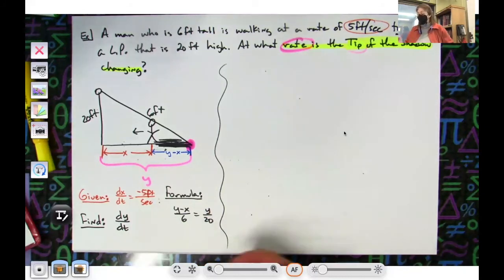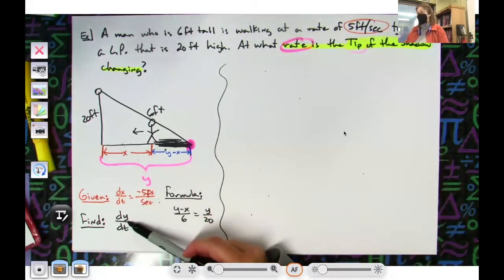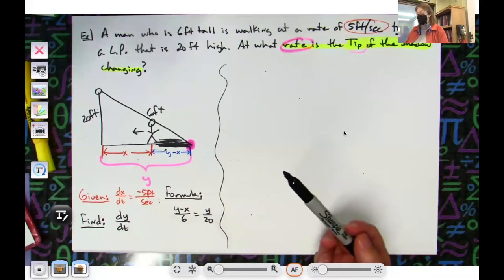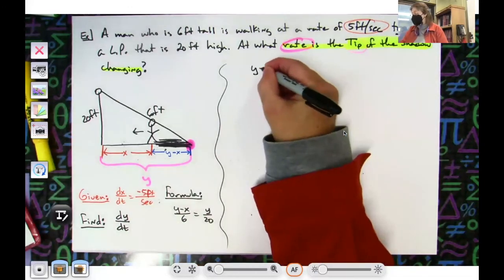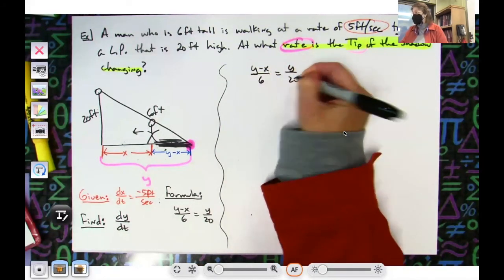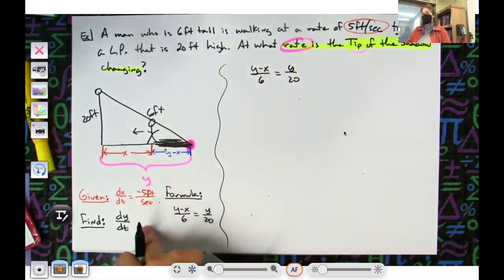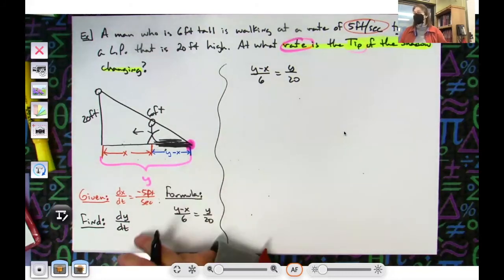Now, again, I'm setting this up on purpose so that whatever I'm trying to find is y or dy dt. You don't have to do that. You could change up your variables. But when I write my proportion of y minus x over 6 equals y over 20, then I can say, okay, if I'm trying to find dy dt, I want to solve for y. If you labeled things differently and were trying to find dx dt, you would solve for x.